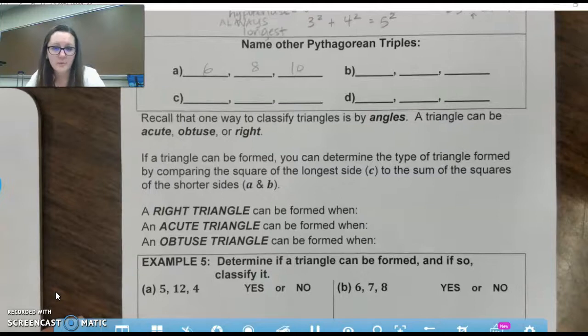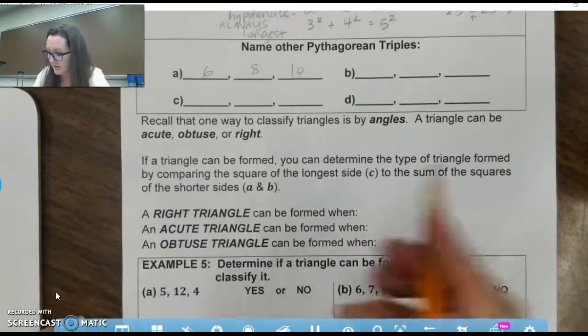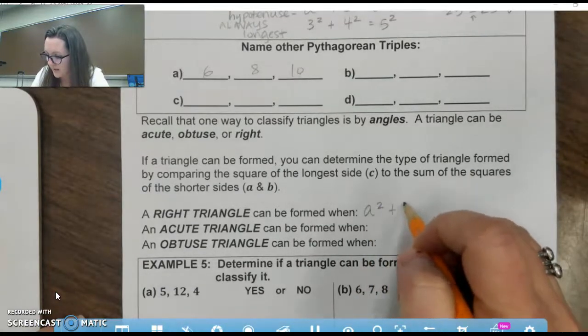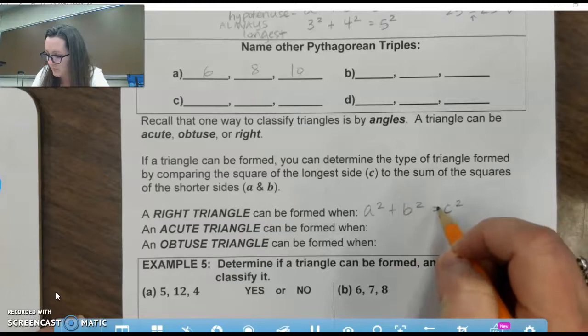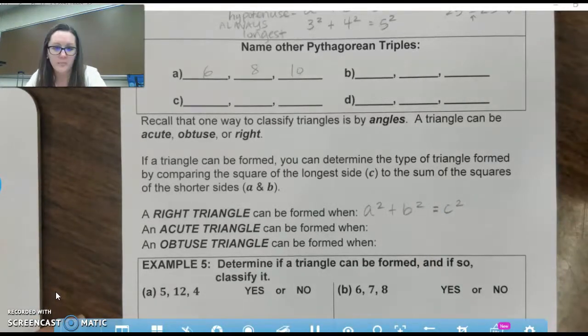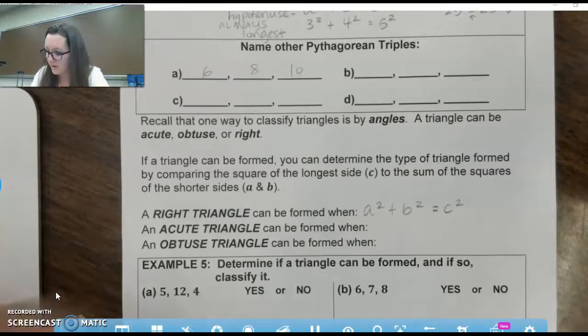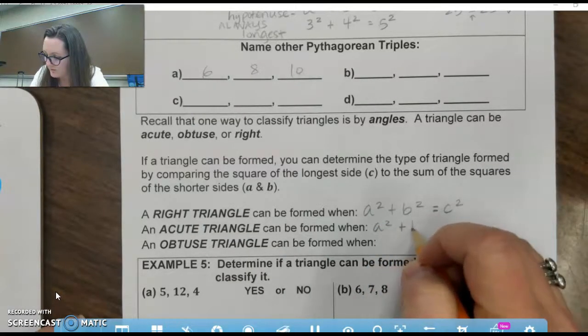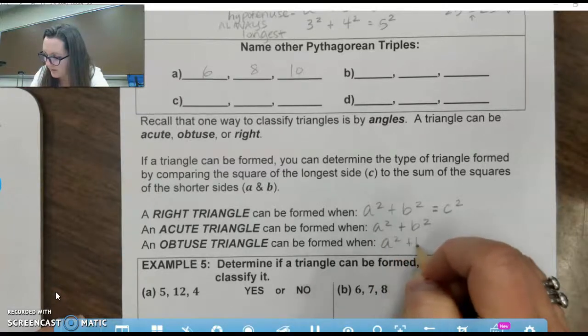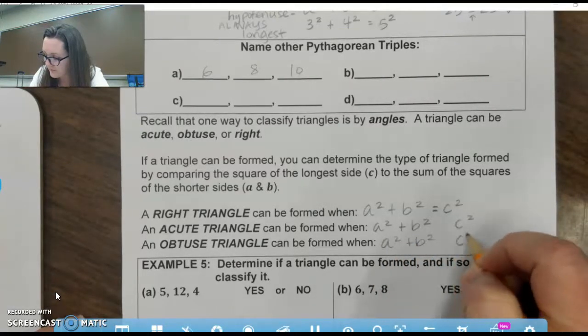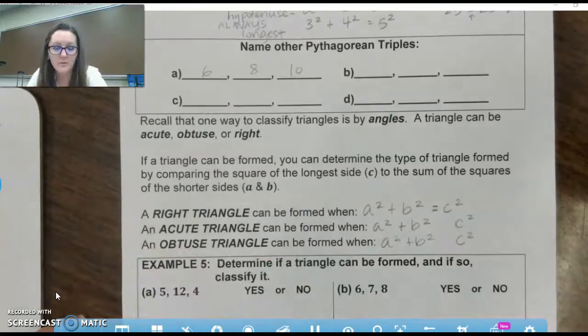Okay, more information here. Did you know that we can also use the Pythagorean theorem to prove whether something is a right triangle, an acute triangle, or an obtuse triangle? Well, let's see. A right triangle we know is when you say a squared plus b squared equals c squared. Remember, we proved that with our Pythagorean triple 3, 4, 5. But what about an acute triangle? You can use the same formula, but using an inequality will tell you whether it's an acute triangle or an obtuse triangle.